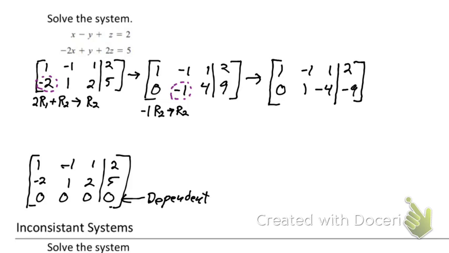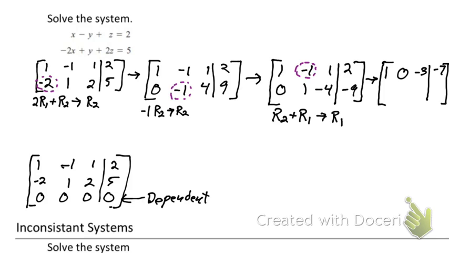Now I just need to make this one a 0. Well, I just have to take row 2 and add it to row 1. Row 2 plus row 1 becomes my new row 1. Let's see if I can squeak this in there. It's going to be tiny. We're going to have 1, 0. Negative 4 plus 1 is negative 3. And then negative 9 plus 2 is a negative 7. And down here we have 0, 1, negative 4, negative 9.